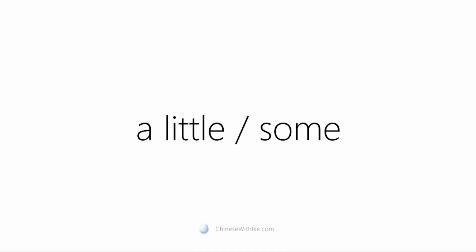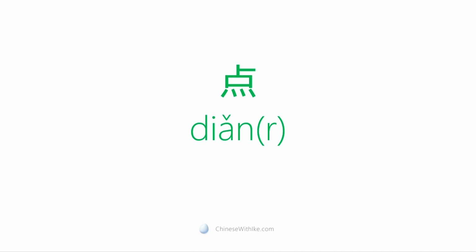In the third mini course, we learned how to say a little or some. Do you remember? Yes, exactly. It's also 点. But in the third course, I mentioned that in the capital Beijing, people will add R to some words to be more native. Here, when you want to express a little, you could say 点儿.